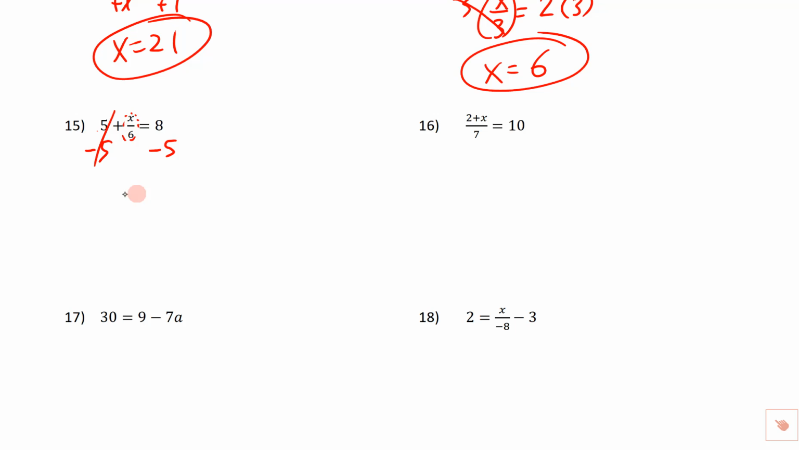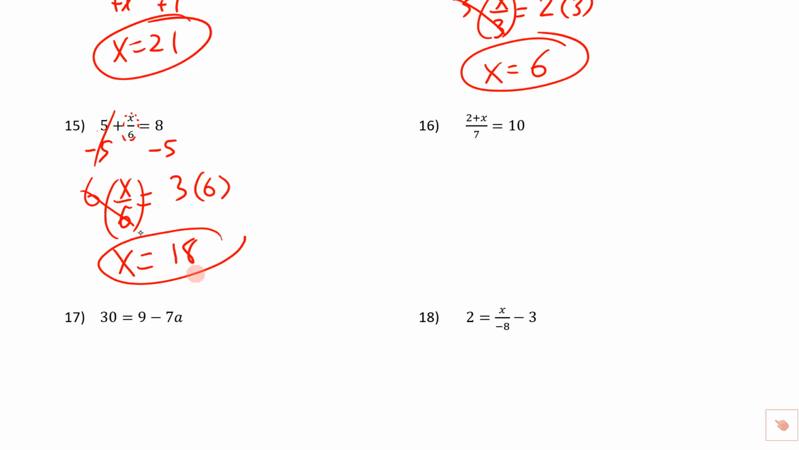So 5 minus 5 is 0, so we get x over 6 equals 8 minus 5 would be 3. And then we want to undo this dividing by 6, so we're going to multiply by 6 over here on both sides. Those cancel. We get x on this side, and then we get 18 there. So there's our answer. Let's see, here we go. Long fraction bar, so those are grouped together. So we're going to multiply by that 7 to undo the dividing by 7.